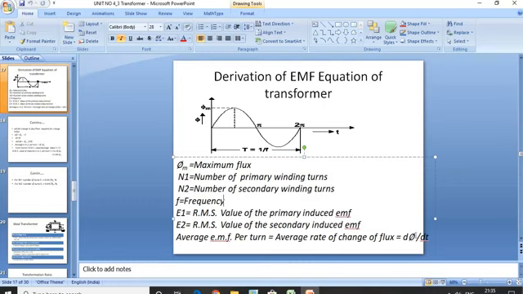Now here we have to find out d phi. D phi is nothing but the change in the flux. So in this diagram, the change in the flux is from 0 to maximum value. So change in the flux is phi max minus 0. dt is the time required to reach flux from 0 to maximum value. Now for this complete waveform, for one cycle, the time period is capital T, which is the reciprocal of frequency. So for flux to reach from 0 to maximum value, the requirement of time is 1 upon 4f.